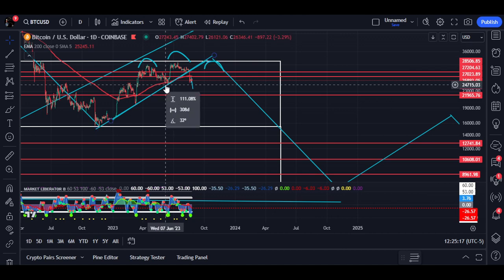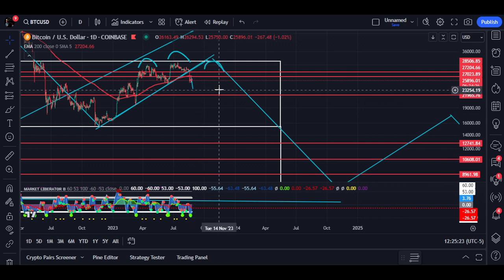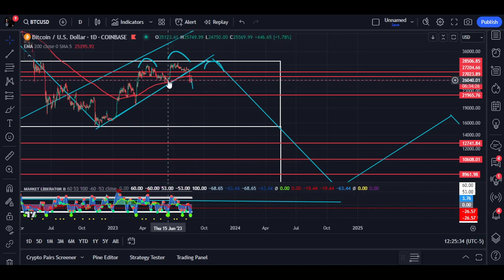Maybe we come down and take out this low to confirm that we are in a downtrend. We come down, make it all the way down to 24K or so. It's a nice psychological level, and just wick down below it. Here we got this low. We come down and we've got this big wick here.